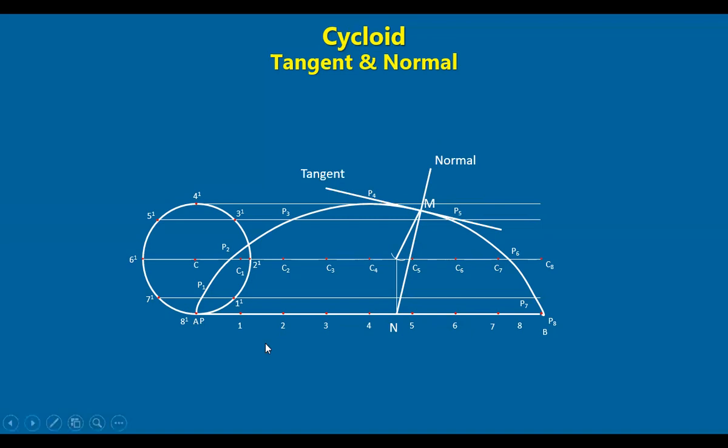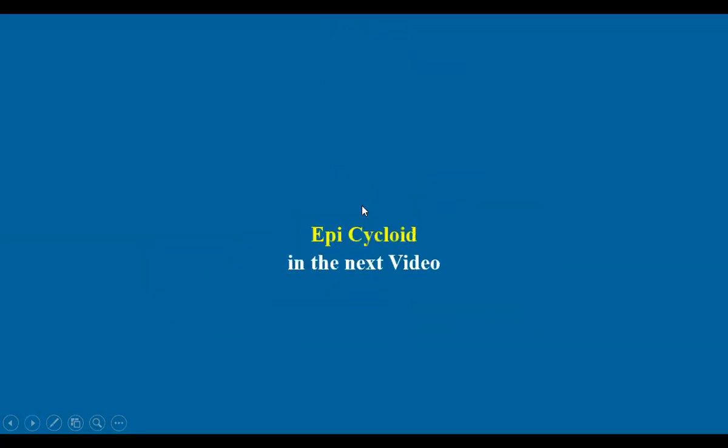So like this, we draw the cycloid and also mark the tangent and normal to the curve at any point. You can follow the same procedure to draw a tangent and normal at any point on the curve. So we have seen the construction of a cycloid. Hope you had understood the topic.